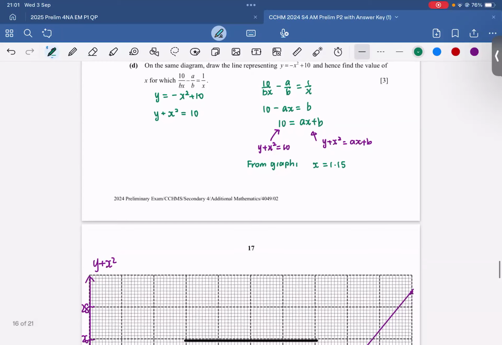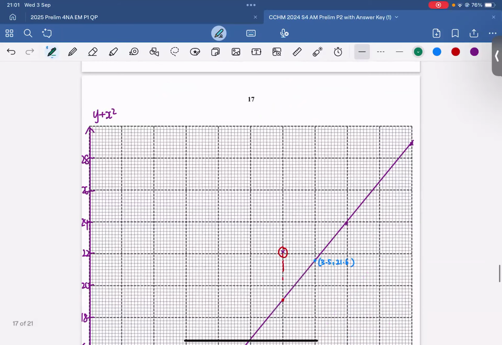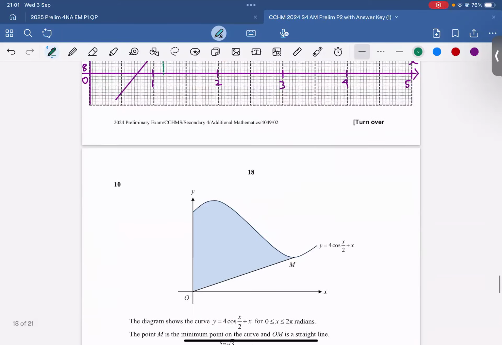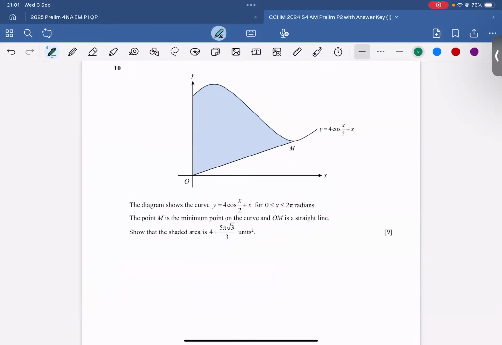Okay, now final question. The diagram shows this. The point M is the minimum point. Show that the shaded region is this. So to find the shaded region, I need to know this coordinate. Okay, you will not be able to see that the maximum minimum is just 4 or minus 4 because there's an x here. So the only way for me to find the maximum minimum is to actually use differentiation.